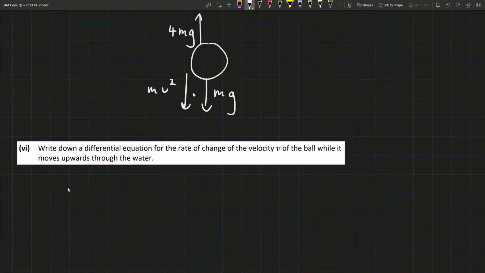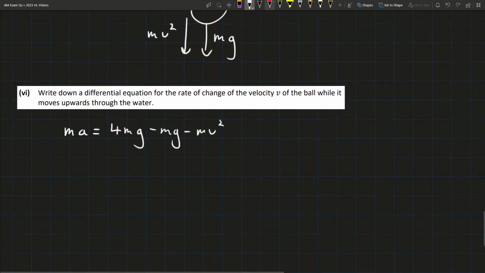So we're going to have our ma again. So ma equals, and upwards is going to be positive, so 4mg minus mg minus mv squared, sorry. Again, we can divide all those m's away, which means that a, and remember a is just dv dt, the rate of change of velocity with respect to time, equals 4g minus g, that's going to be 29.4. We're going to have minus v squared.